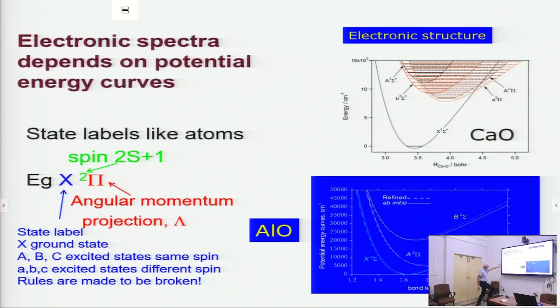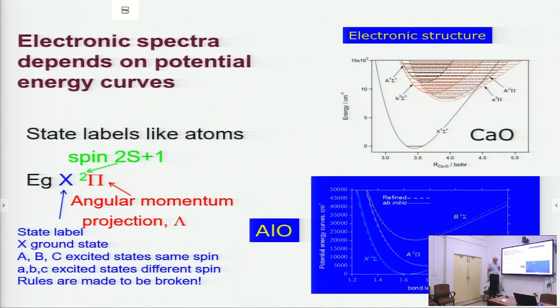So this is just a label. The other bits are actually symmetries. So the first thing is spin, which is exactly the same as the label you had on atoms. It's 2S plus 1. So doublet means you've got 1 unpaired electron, spin half. Triplet means you've got 2 unpaired electrons. Singlet means it's a closed shell.